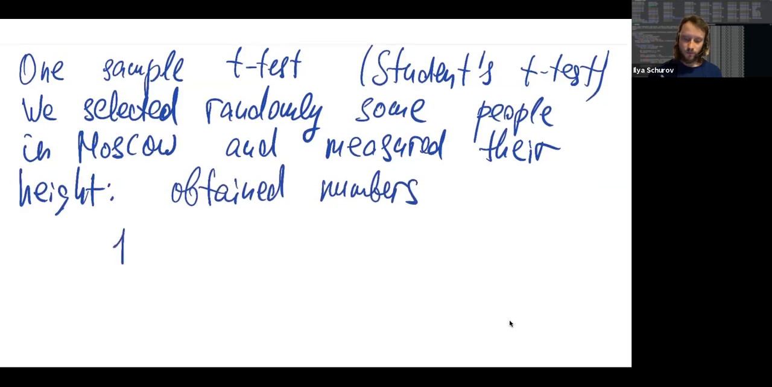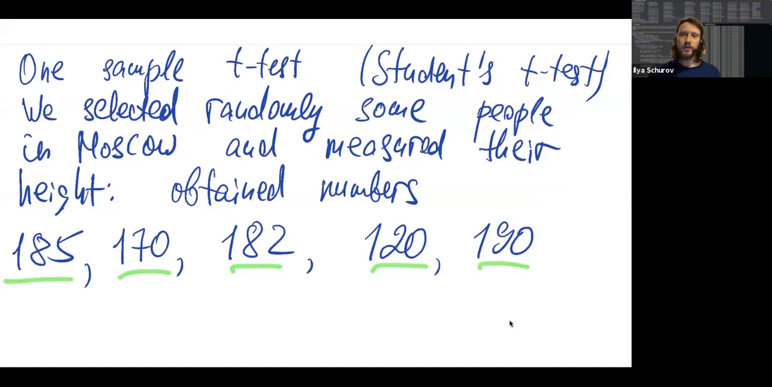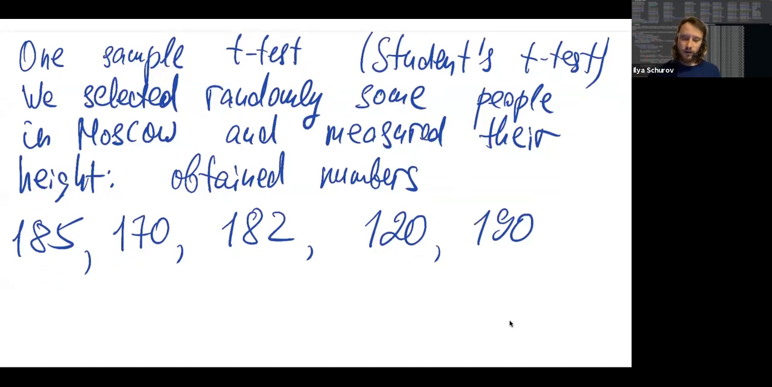For example, 170, 182, 120, 190, and 185. For example, we selected five citizens of Moscow and obtained these numbers as their height. And let me find the sample average for these numbers.